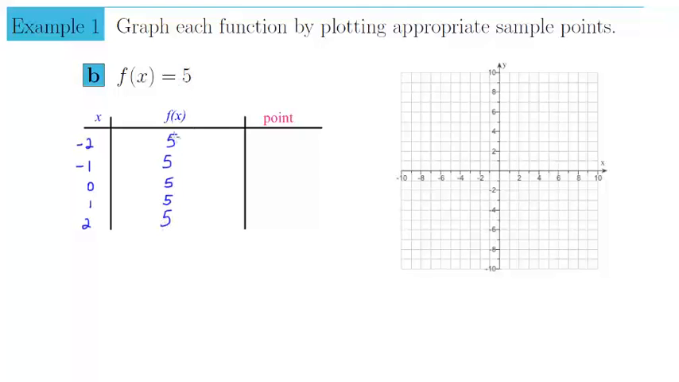That's how constant functions work. They're constant. No matter what x value you plug in, the y value doesn't change. So our points are very straightforward. -2, 5. -1, 5, etc.